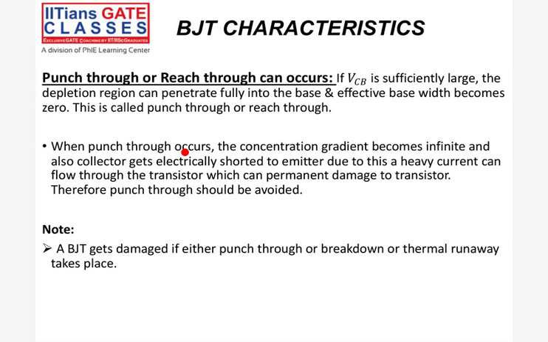At this value, when our effective base width becomes zero, that voltage we can call the breakdown voltage. But here we are not talking about VCB, we are talking about the effective base width. What is happening with this? This is called punch through or reach through. It means there is no effective base width now, so no recombination current, so no base current now. All the charge carriers coming from the emitter get into the collector region. There is no base current at all.